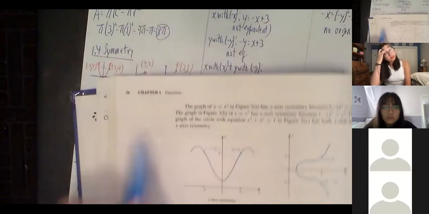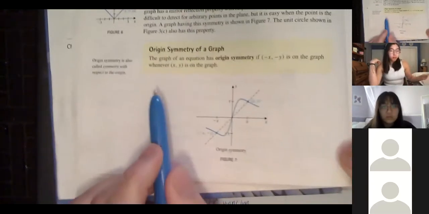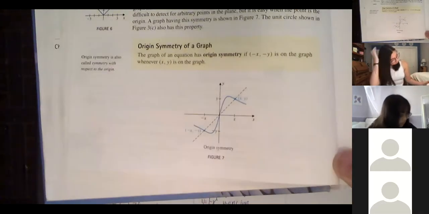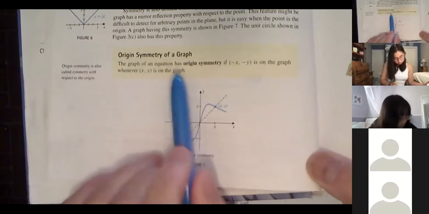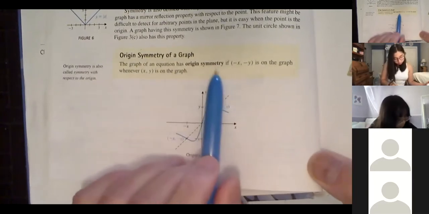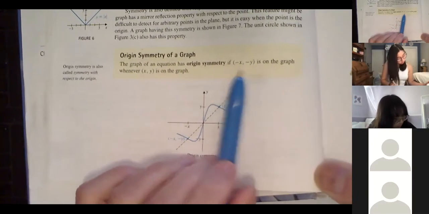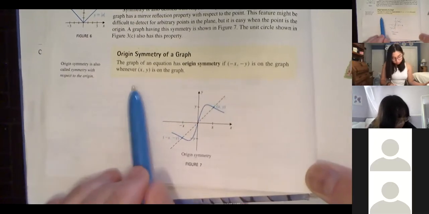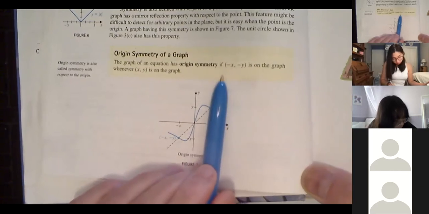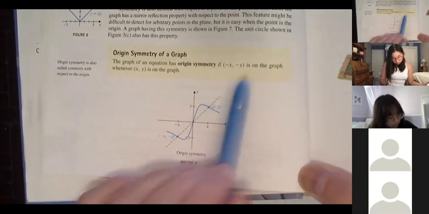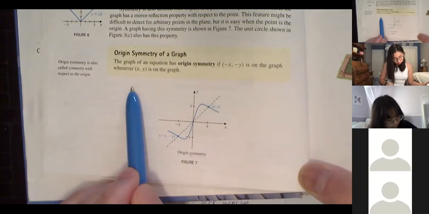On the next page, 26, you have something called origin symmetry. For origin symmetry, if negative x, negative y is on the graph whenever x comma y is on the graph. Basically, you change the signs of both x and y. Okay, negative x, negative y is on the graph whenever x comma y is on the graph.